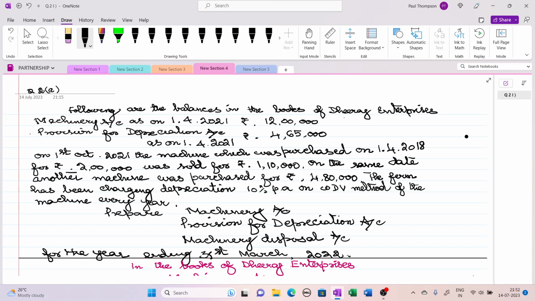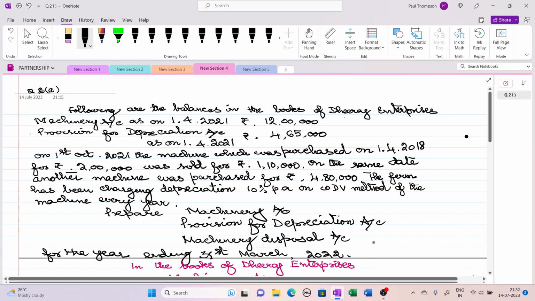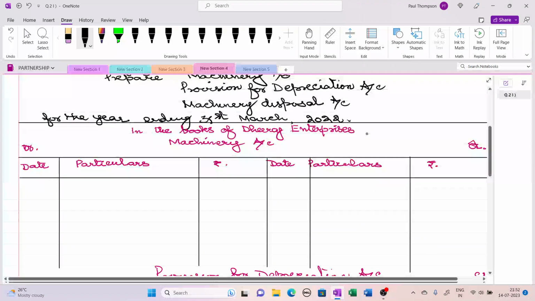Then what would be your journal entry? Depreciation account debit to provision for depreciation. So this depreciation gets accumulated in a separate account, provision for depreciation account, and the machinery will appear in your balance sheet at its original cost. Hope you got it. Now we will prepare all the three accounts, whatever they have asked us. So let us start that.